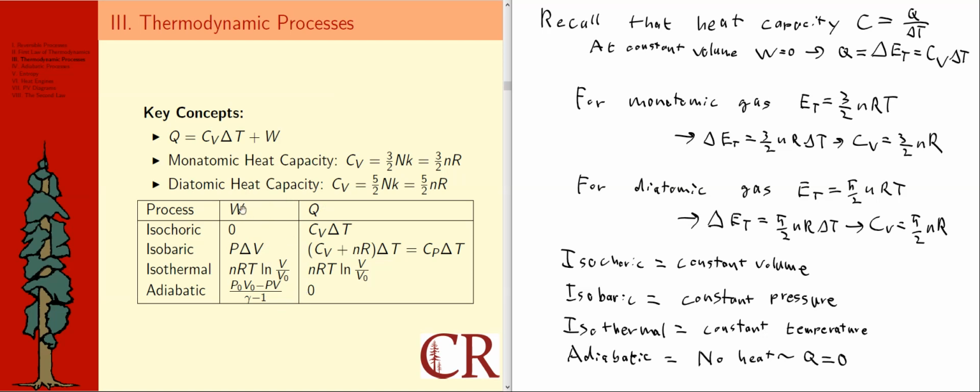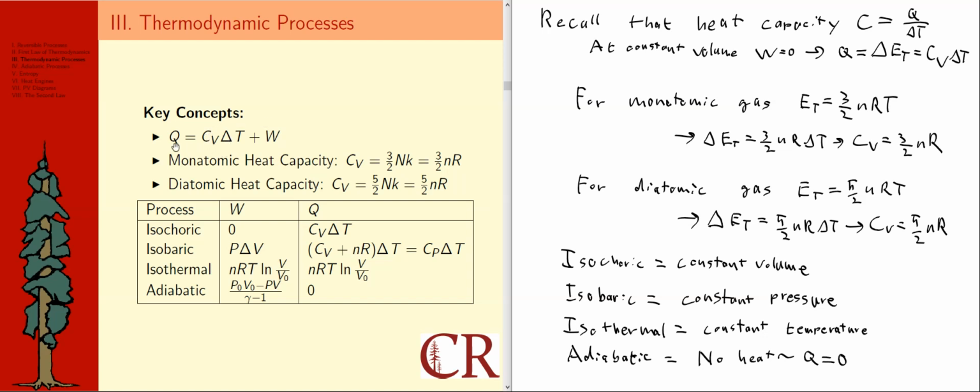And I've organized the table according to columns corresponding to the amount of work done by a system of an ideal gas in one of the four types of thermodynamic processes. And then the other column is the formula for the heat in that type of process. Now, necessary information for this table includes the monatomic heat capacity and the diatomic heat capacity expressions. And at the top here, I've written the first law of thermodynamics in terms of heat capacity.